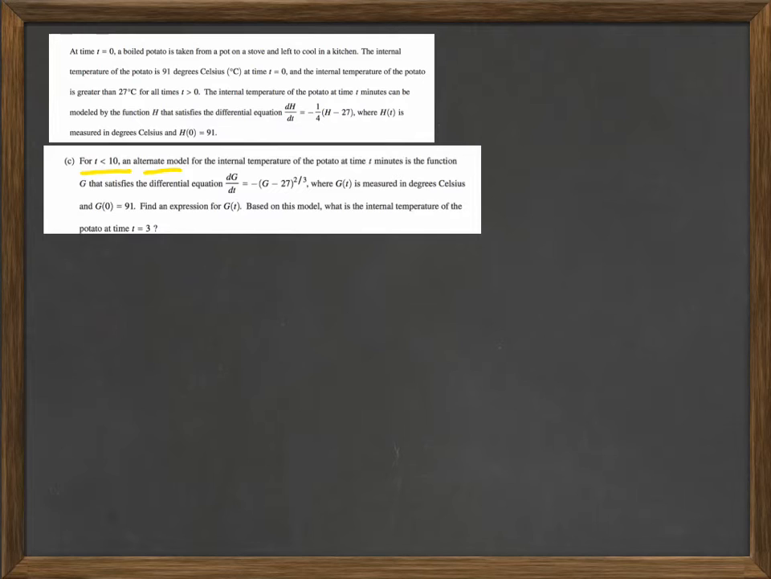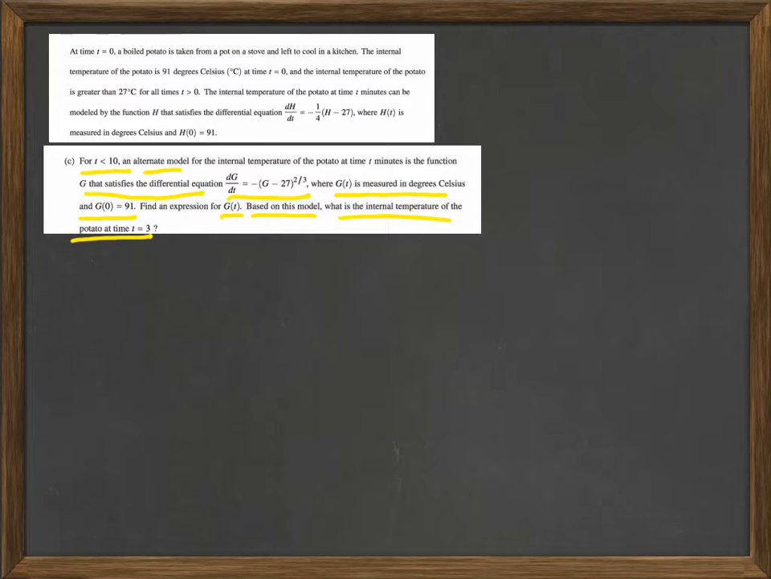It's g that satisfies this differential equation, and g of t is measured in degrees Celsius, and g of 0 is 91. So find an expression for g of t. All right, so that's us finding the differential equation and solving the differential equation. And then don't forget to do this based on this model. What's the internal temperature of the potato at time t equals 3?